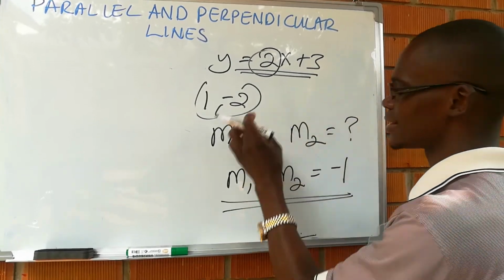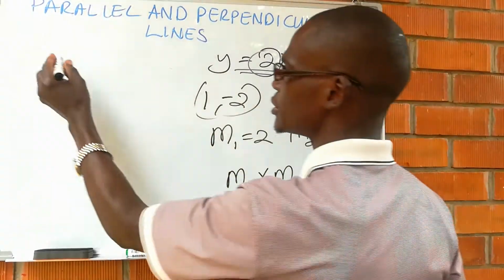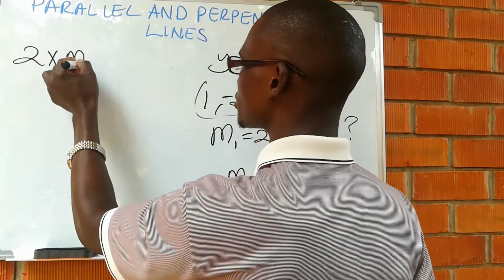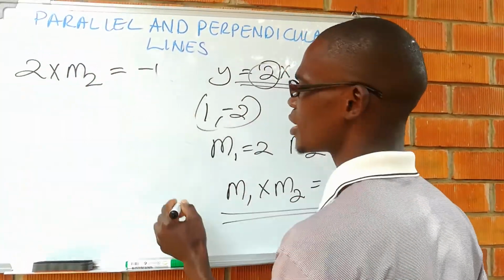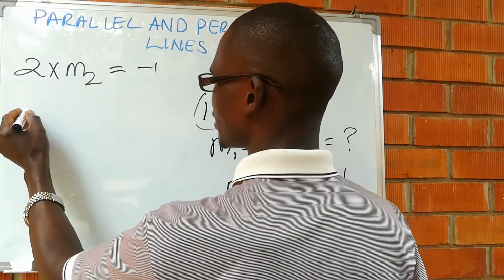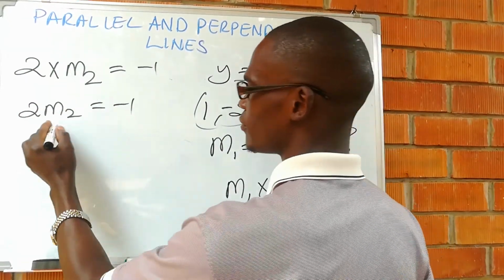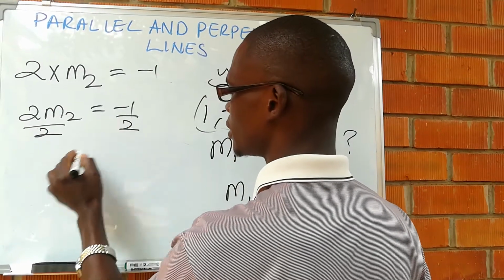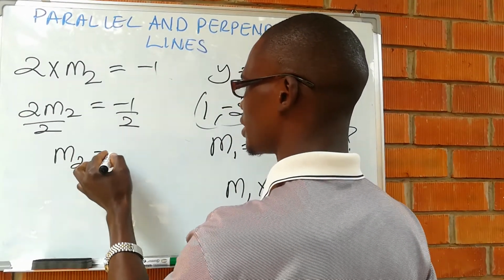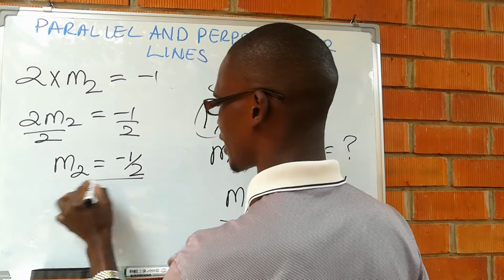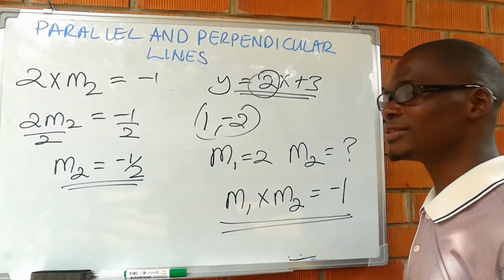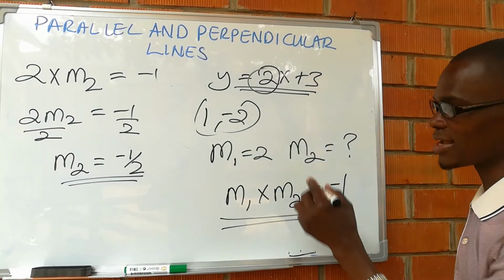That is, now for m1, which is 2, it will be 2 times m2, giving us -1, whereby that gives us 2m2 = -1. We divide by 2, giving us m2 as -1/2. That is the gradient of the second line that passes through (1, -2).